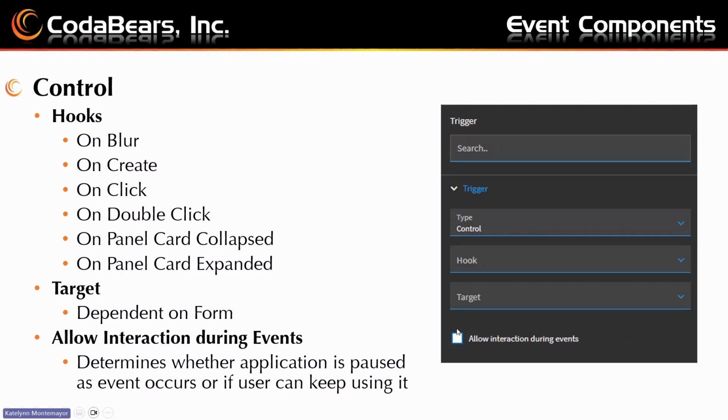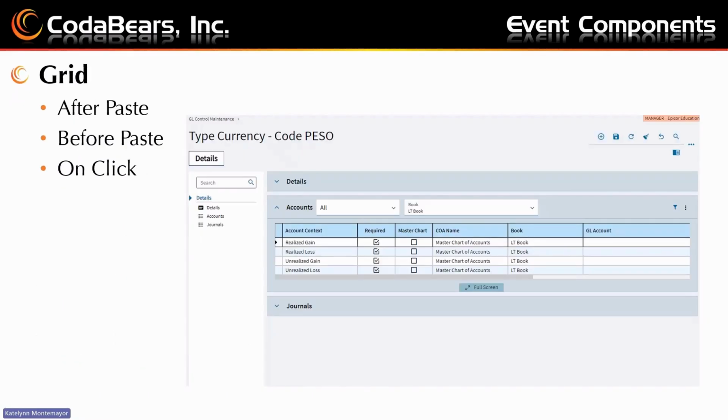And then this little button down here, the allow interaction during events, determines whether the application is paused as the event occurs or if the user can keep using it while it's happening. Again, it just depends on what exactly you're trying to do, but it can be a pretty useful button.